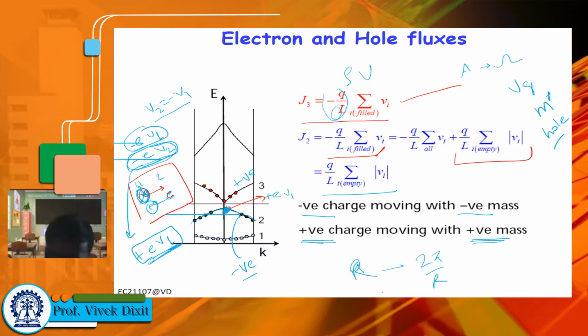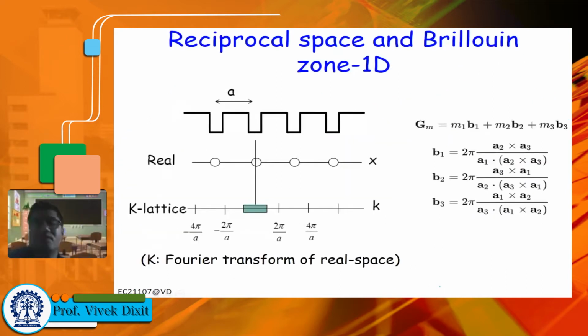This is very much like a Fourier transform. For example, you have a periodic potential with period a here. Then we said that the Brillouin zone is from minus pi by a to plus pi by a, or 0 to 2 pi by a. Basically, the periodicity is 2 pi by a. So this is your real lattice, and this is reciprocal space, or the k lattice. Now this is for 1D.